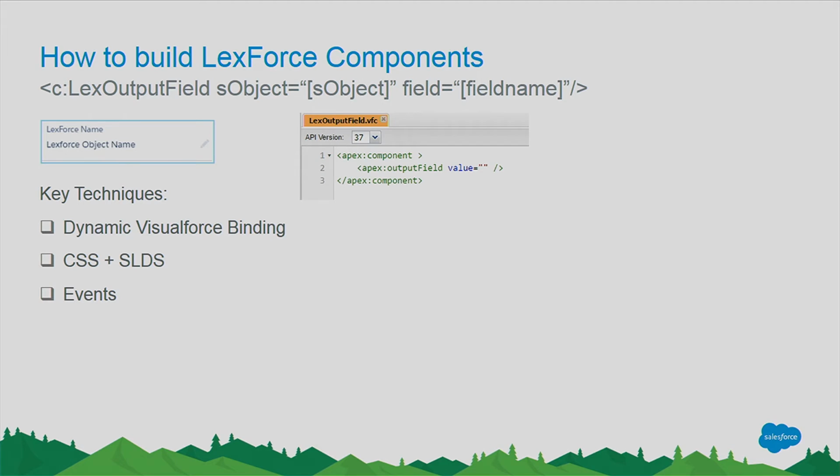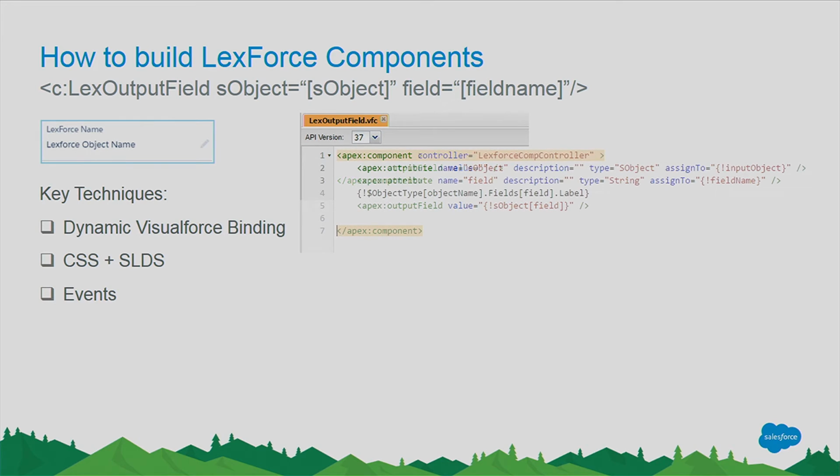So let's start. First, in the Developer Console, we need to create a custom VisualForce component, and we call it Lex output field. And we drop an output field into it. After that, we need to work on the data binding part. Since the custom VisualForce component doesn't know which type of object it works with, the dot notation data binding technique doesn't work here. So we need to use a technique called dynamic VisualForce binding to bind the data.